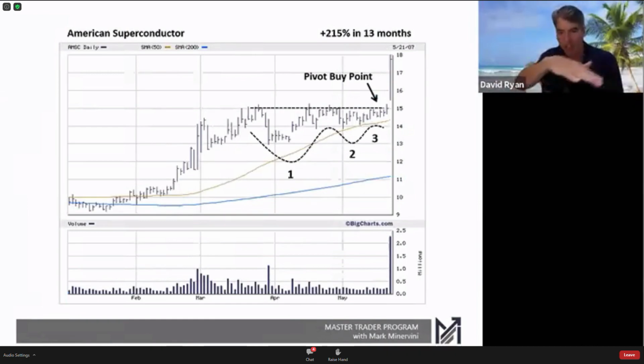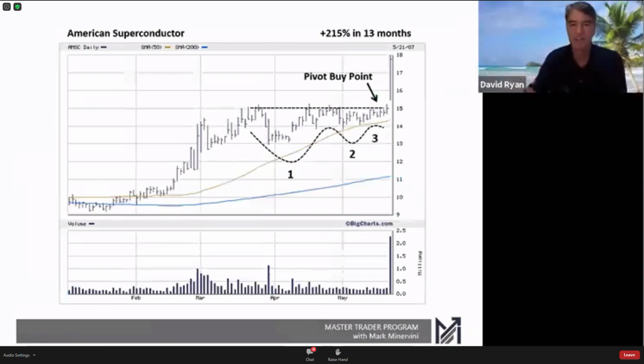Just draw that line going across, and sometimes that line is being drawn down a little bit to the right. It's a little bit of a downtrend, but I just try to simplify it and just draw that line, just as Mark has that drawn on that American Superconductor. That's where your pivot buy point is when it goes through that line.